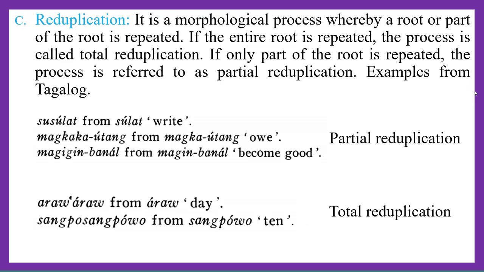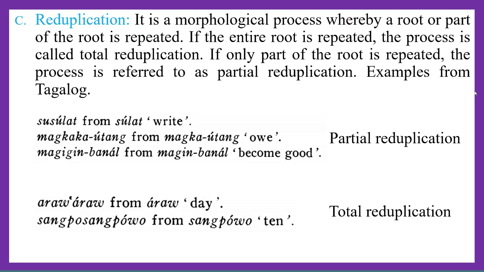Another word formation process is called reduplication. Reduplication is a morphological process whereby a root or part of the root is repeated. If the entire root is repeated, the process is called total reduplication. Okay, total reduplication. If only part of the root is repeated, just part, the process is referred to as partial reduplication. We have some examples in this language, Tagalog.